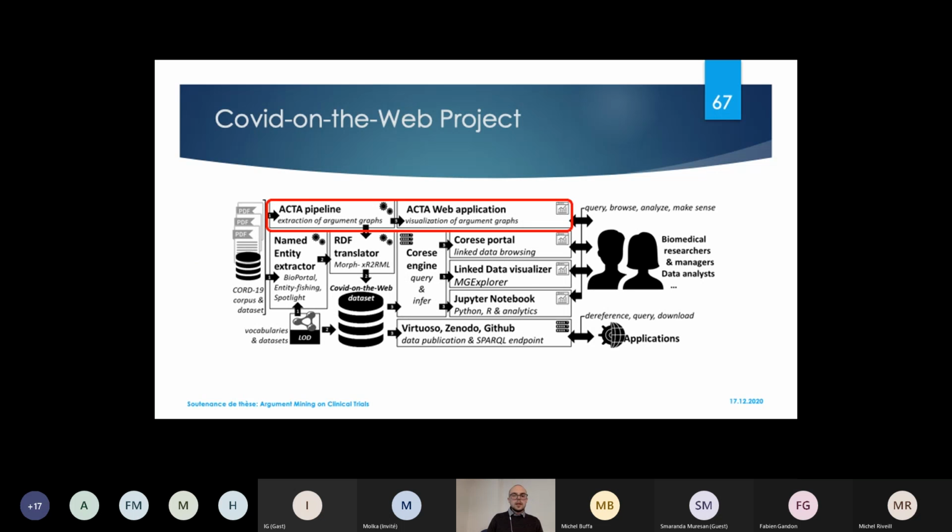And if we look here at the whole project, we can see that ACTA was just a small facet in the overall project, but I will not go into detail of the other parts.